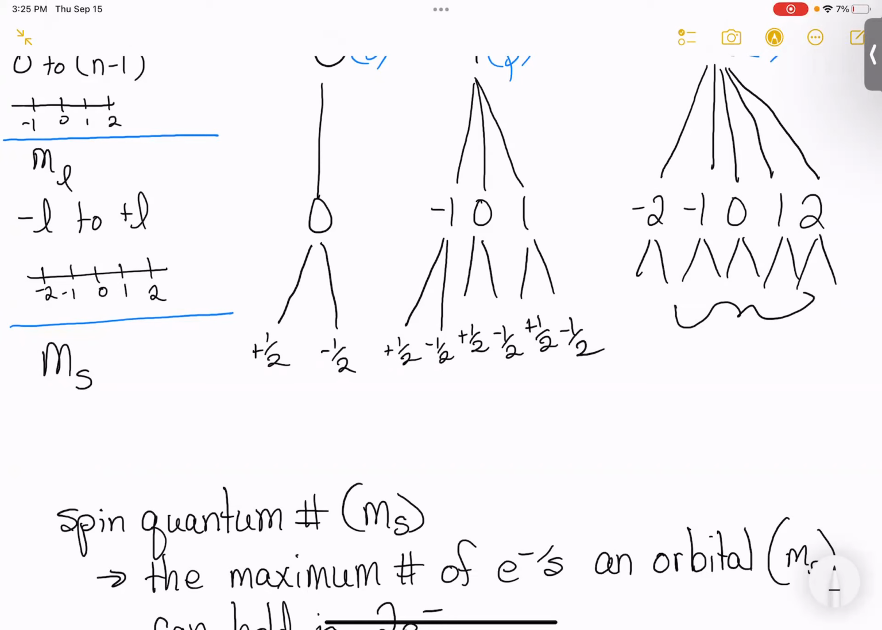Guess how many the F can have? 14. The F can have 14, because that's what the lanthanides and actinides are, the F series.